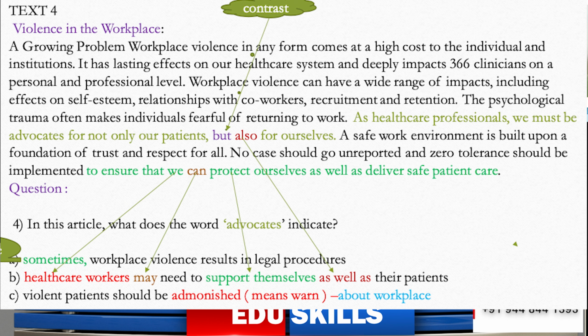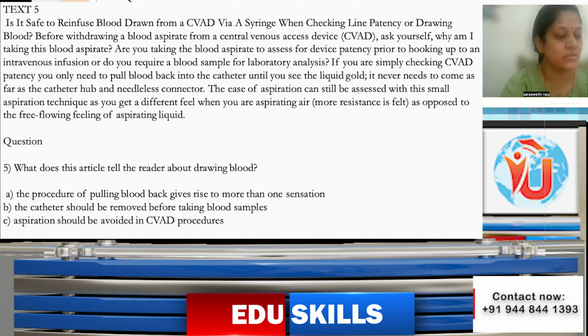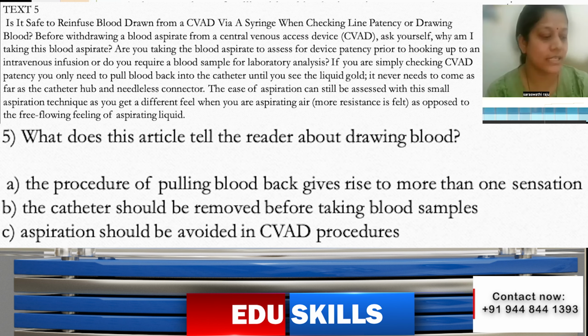Clear. So shall we go to the fifth one? First, QAT method. We will go for the question. What does this article tell the reader about drawing blood? So our edging word is here, about drawing blood. Maybe they will talk about too many things here, but we have to concentrate only on drawing blood.